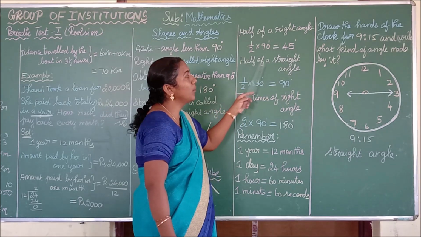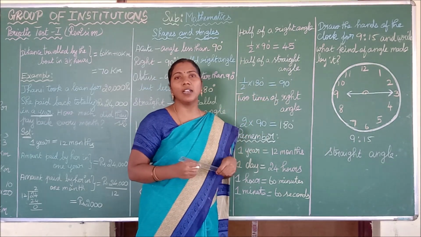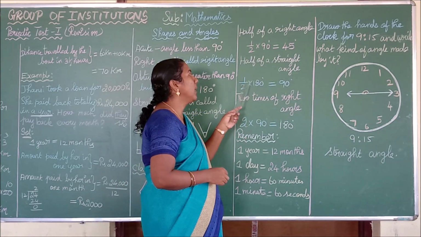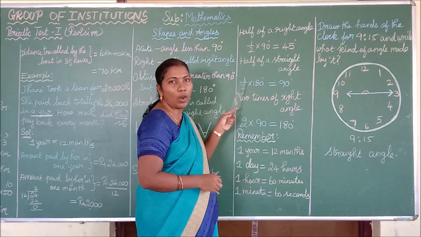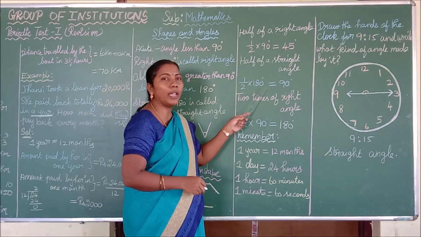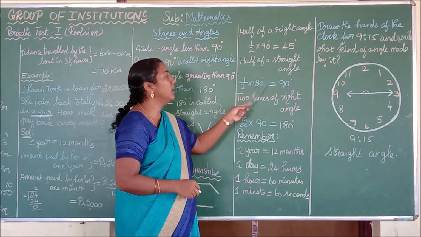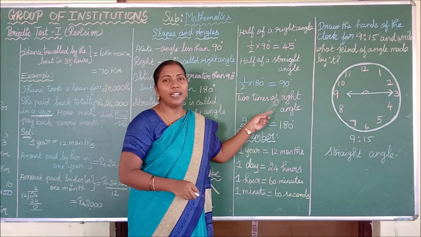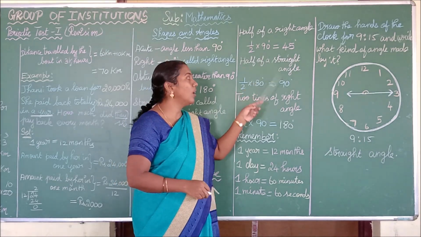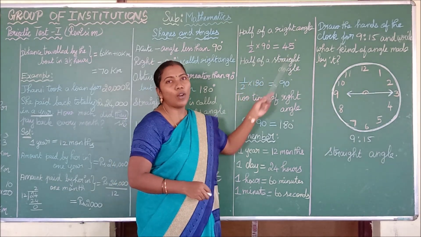Next, half of a straight angle. What is straight angle? 180 degree. Half means 1/2. So you have to multiply the 180 degree by 1/2. 2 is in the denominator, so you have to divide the 180 degree by 2. If you divide 180 by 2, you get the answer 90 degree. Thus half of the straight angle is 90 degree. Half of the right angle is 45 degree.